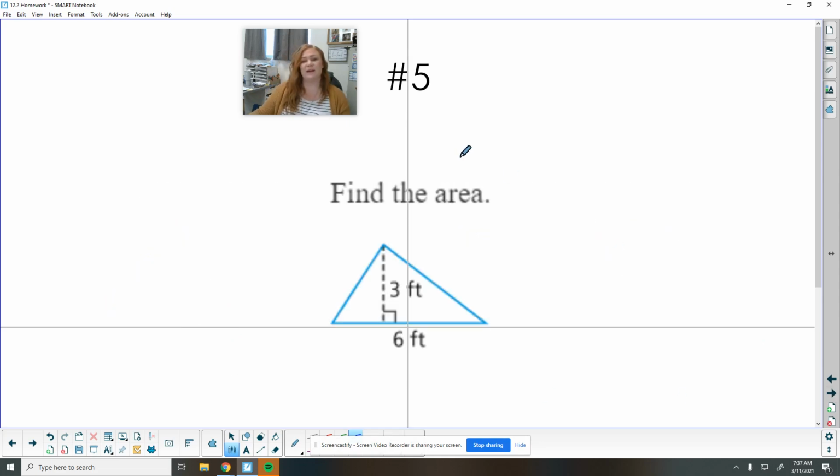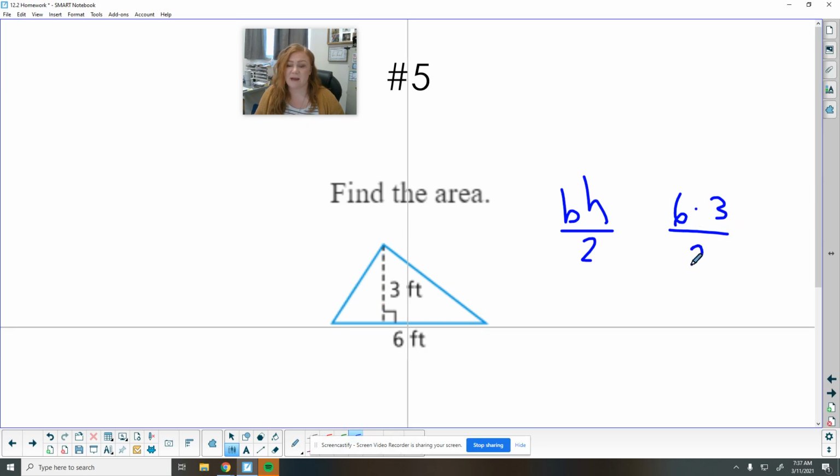Number 5 has this triangle here. So again, base times height divided by 2. So what is the base? The base is 6. What is the height from the right angle? The right angle is here, so the height is 3. And then we have to cut it in half from that rectangle to get our final answer here.